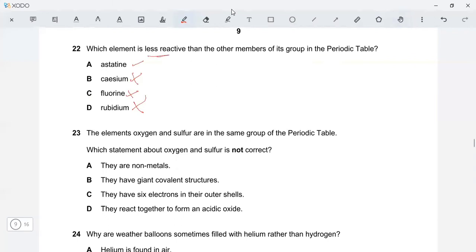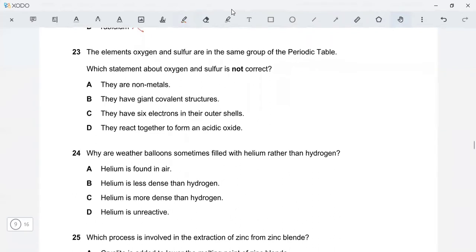So the less reactive one is supposed to be astatine. Astatine is a non-metal. It is found in group seven A at the bottom, right? Fluorine, chlorine, bromine, iodine, and then astatine. So astatine is the least reactive halogen element. Cesium is more reactive. They asked about the less reactive one. Fluorine and rubidium are all reactive elements. The answer is going to be astatine, the less reactive.